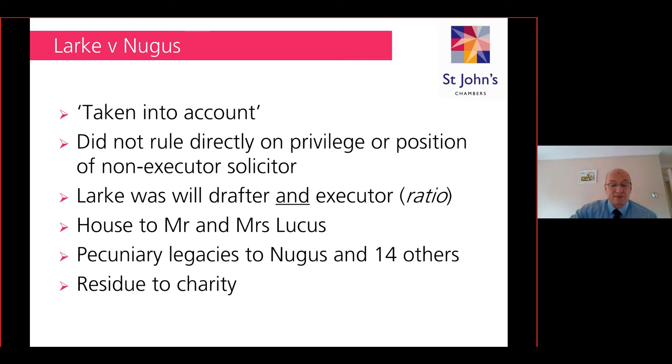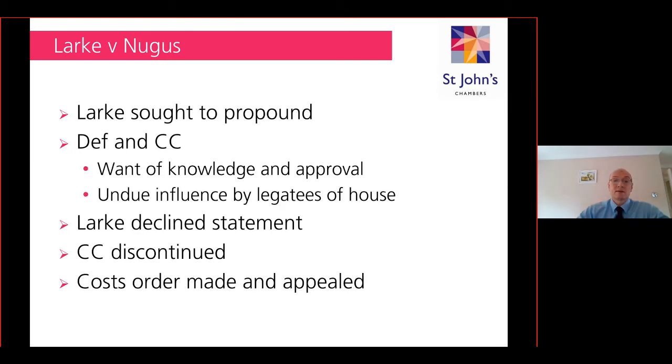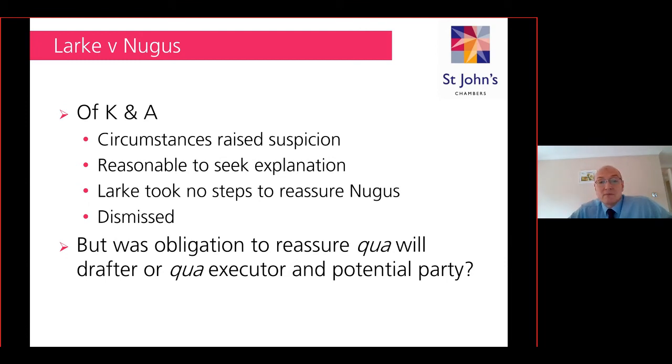But if we turn to the facts of Larke and Nugus, what we had was a will where the testator made a gift of a house to Mr. and Mrs. Lucas, and then pecuniary legacies to Nugus, who was the niece of the deceased, and 14 other people, with the residue to charity. Now, Larke was the solicitor and will drafter, and became the executor, and there was a defence and counterclaim by Nugus in two respects. The first was want of knowledge and approval of the will in general, and secondly, undue influence by the legatees of the house. Well, the counterclaim was discontinued and it became a question of deciding where the costs ought to fall. And the costs in respect of knowledge and approval were held to fall upon Mr. Larke.